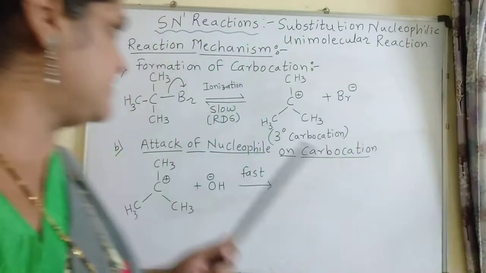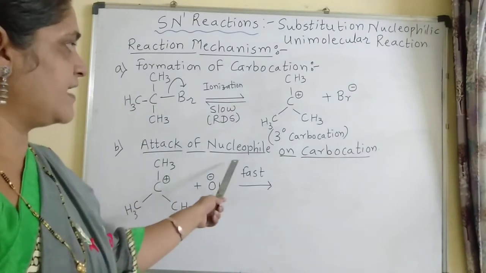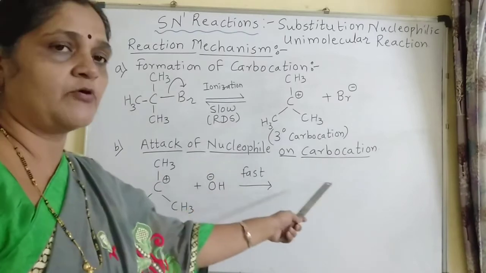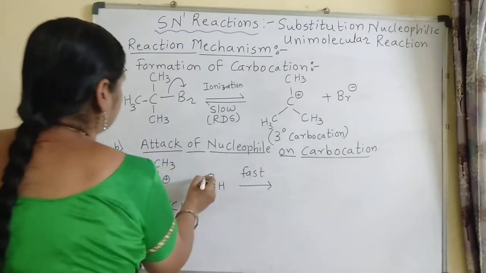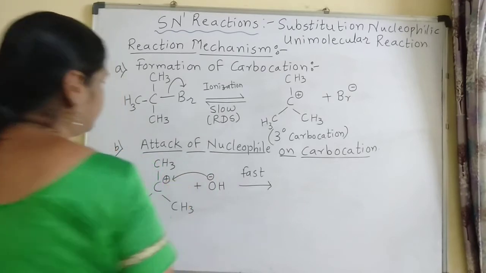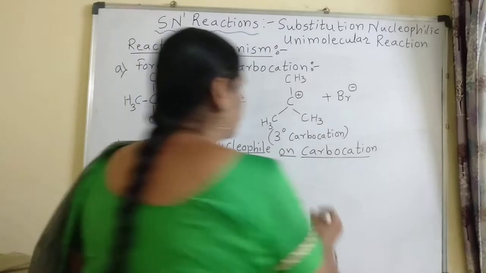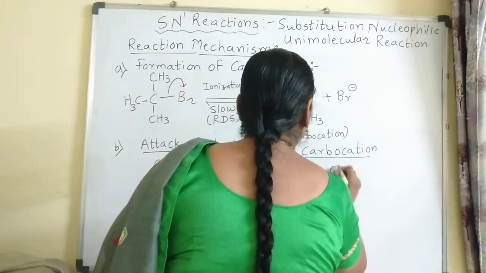Now in the second step, this carbocation will get attacked by the nucleophile. So the second step is the attack of nucleophile on carbocation. Now this carbocation comes in contact with the nucleophile and the nucleophile will attack on this carbocation. This is the step to produce the product, that is tertiary butyl alcohol.